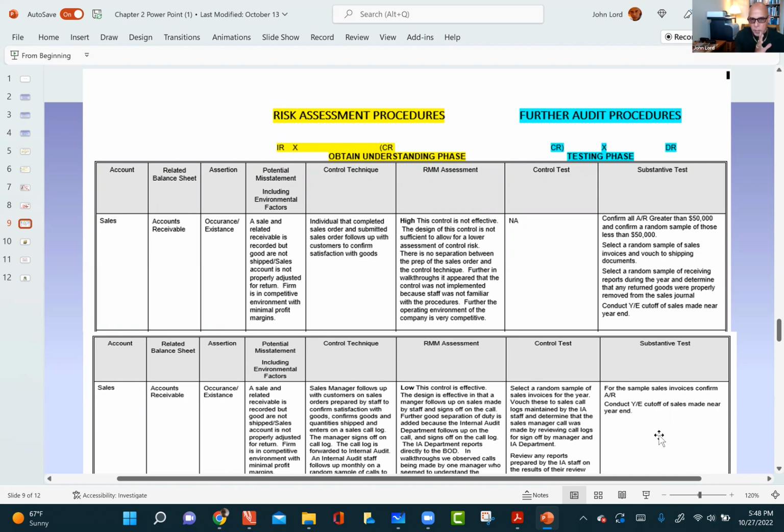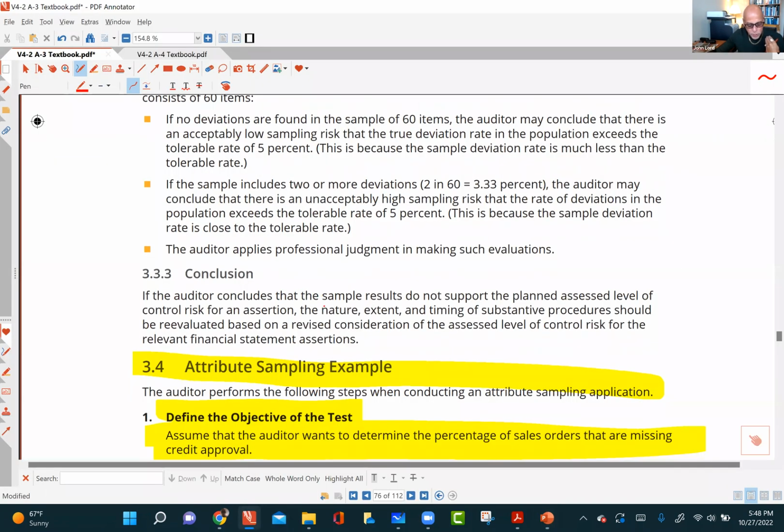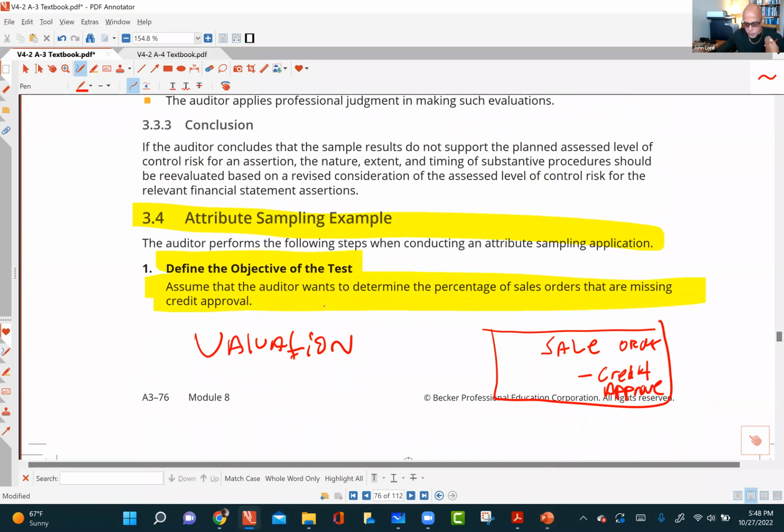So when we're looking at the controls, guys, I want you to stop thinking about it as, oh boy, controls. I love to look at signatures. I love to look at credit approval. Why are you doing this? You are doing this because you think this control will help prevent or detect a misstatement in what assertion? And Donald, very good. We're talking about the valuation assertion here, right?